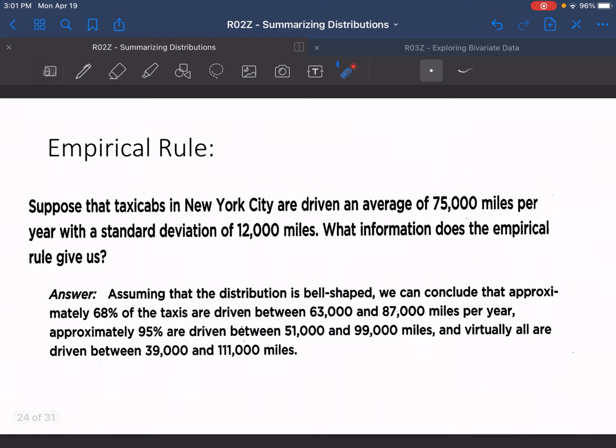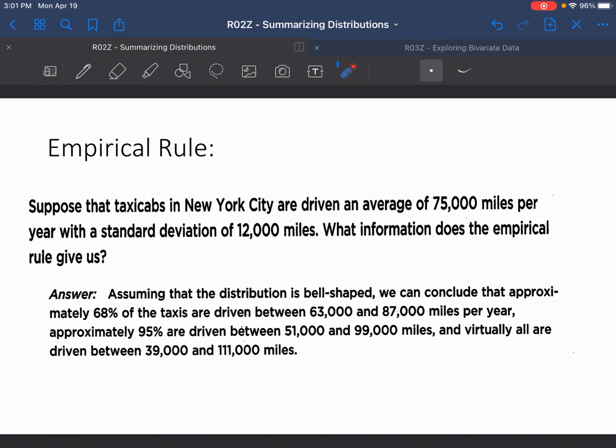So if we're given an example for this empirical rule, suppose that taxicabs in New York City are driven an average of 75,000 miles per year with a standard deviation of 12,000 miles. What information does the empirical rule give us? Well, assuming the distribution is bell-shaped, we can conclude that approximately 68% of the taxis are driven between 63,000 and 87,000 miles per year.